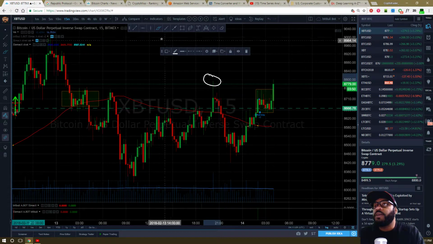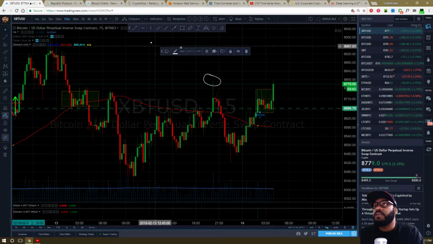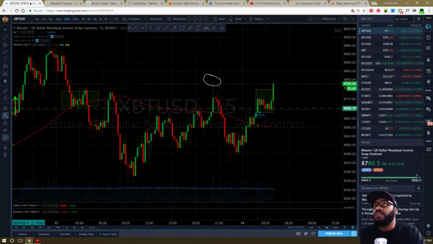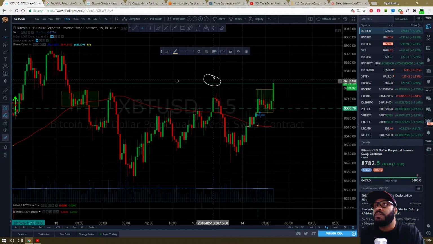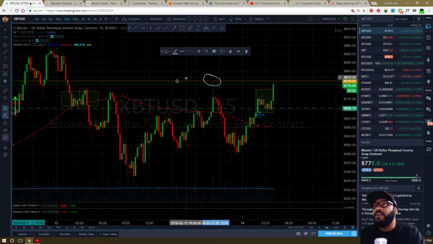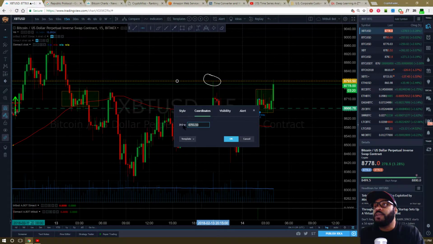Okay, and I would mark a trend line, not a trend line, but a resistance line right here. Resistance, so we can get the value of it. Oops, a little bit fatter. I want the value of this coordinate. It's 87.93. Copy.